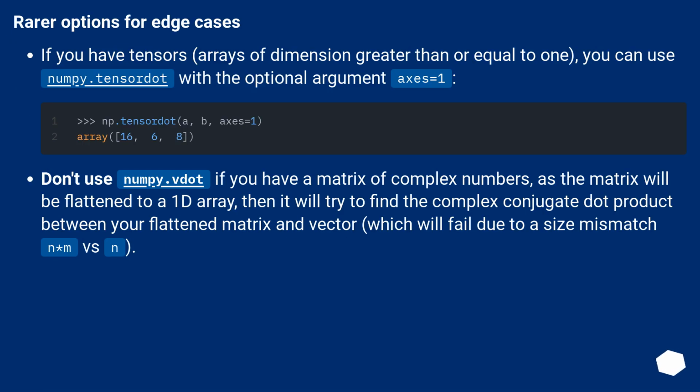Rarer options for edge cases. If you have tensors, arrays of dimension greater than or equal to 1, you can use numpy.tensordot with the optional argument axes=1. Don't use numpy.vdot if you have a matrix of complex numbers, as the matrix will be flattened to a 1D array, then it will try to find the complex conjugate dot product between your flattened matrix and vector, which will fail due to a size mismatch in m versus n.